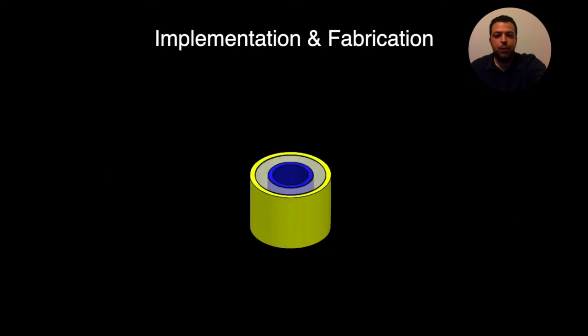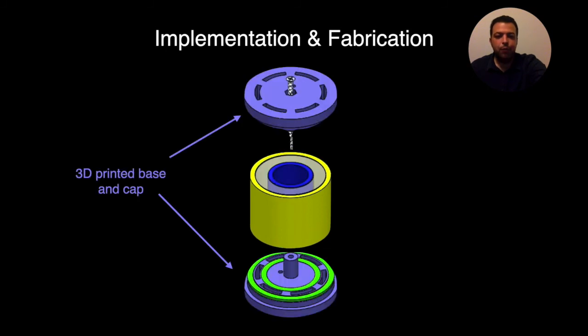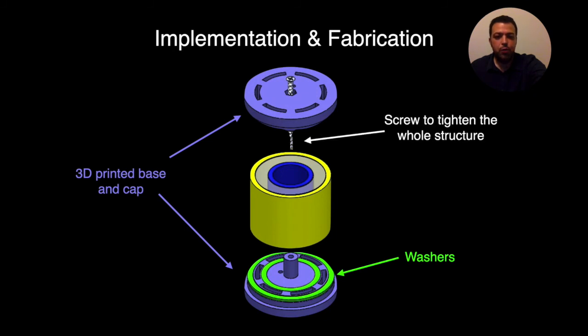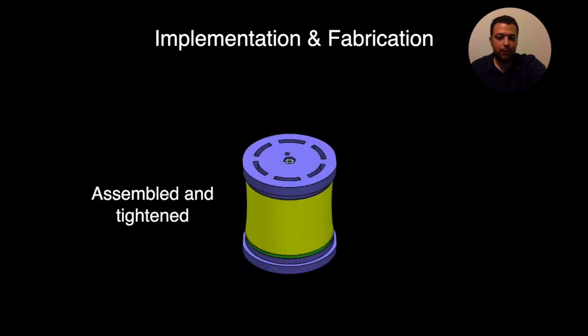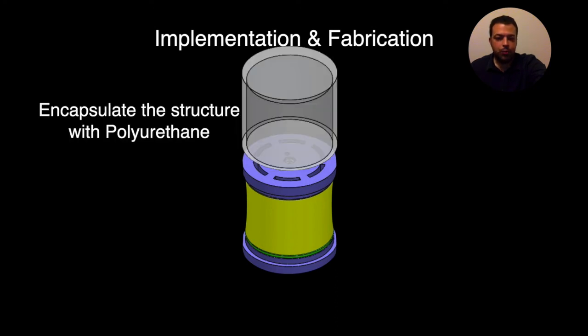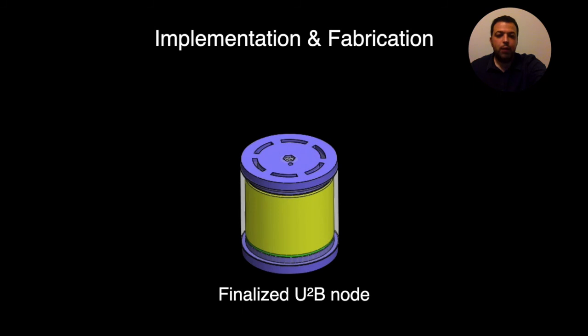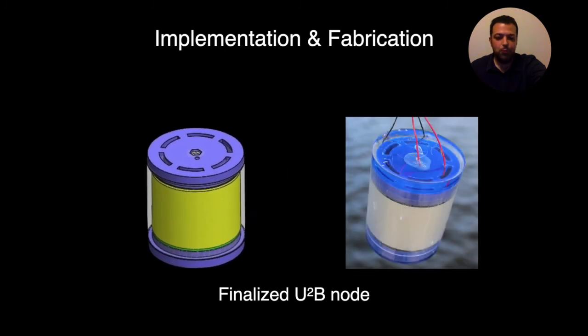After this, we 3D printed 2 caps for the structure, and we laser cut washers on top of these caps. And we assembled the whole structure using a screw and nut and tightened it. Eventually, we encapsulated the whole structure with a polyurethane polymer, and we let it cure overnight under high pressure inside the pressure chamber. And that's the finalized U²B node that we were able to fabricate.